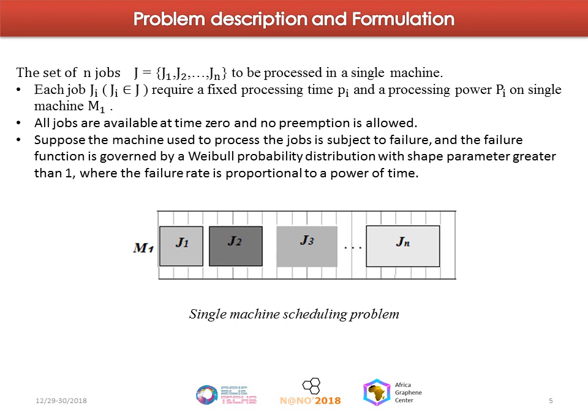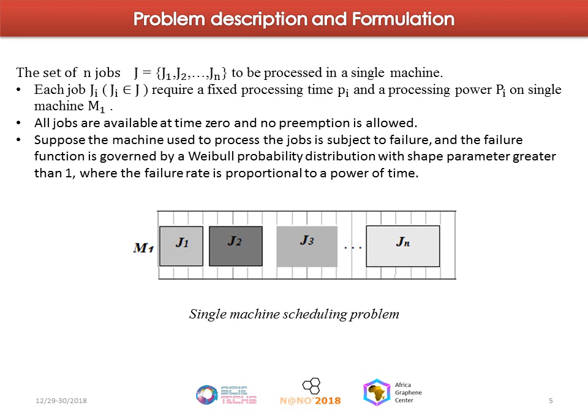Obviously, the failure rate of the machine is an increasing function of time. The system is subject to degradation with use, so PM needs to be performed. For other kinds of distribution, such as the exponential distribution, the failure rate is constant, so it is not necessary to perform PM. This is out of our discussion.